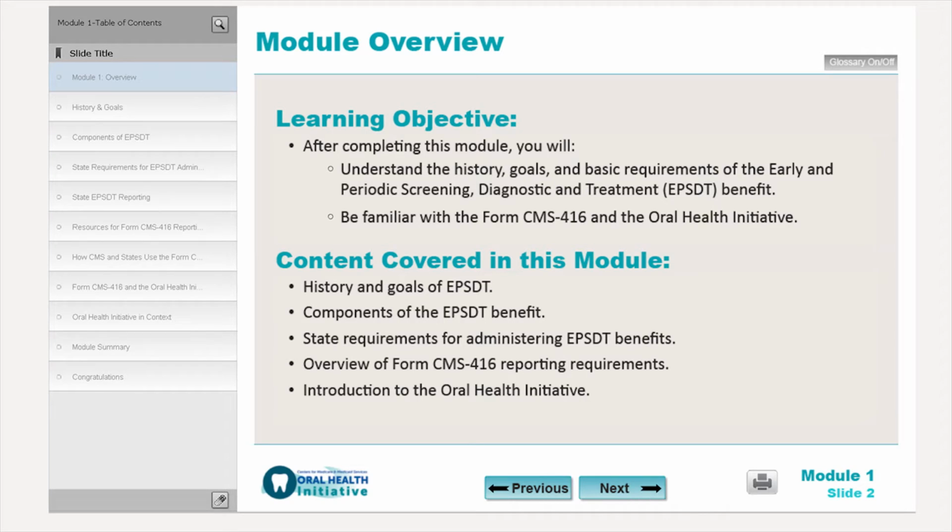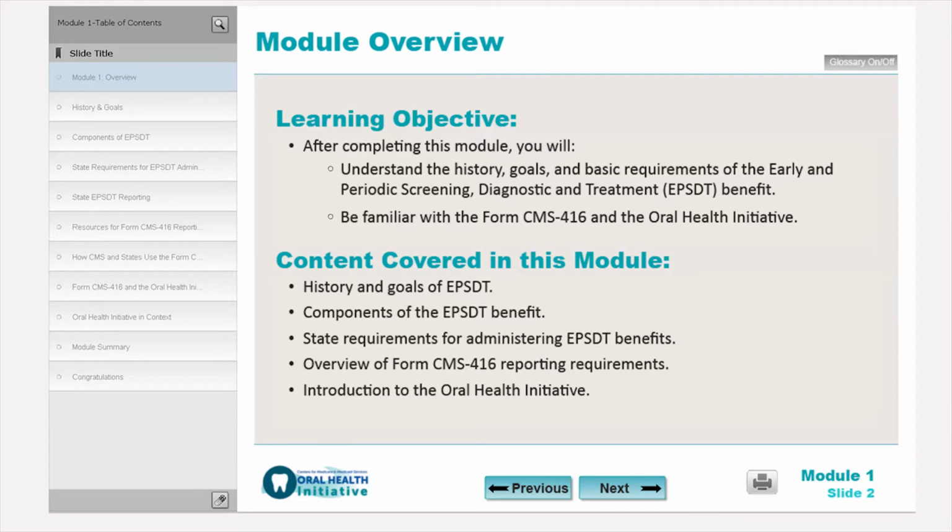This module will cover several learning objectives and additional content related to Medicaid's Early and Periodic Screening, Diagnostic, and Treatment, or EPSDT benefit. After completing this module, you will understand the history, goals, and basic requirements of the EPSDT benefit, and you will be familiar with the Form CMS-416 and the Oral Health Initiative.